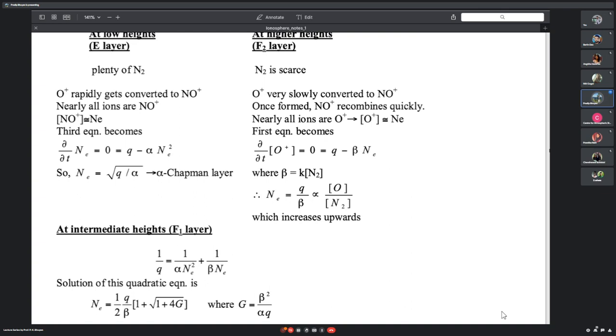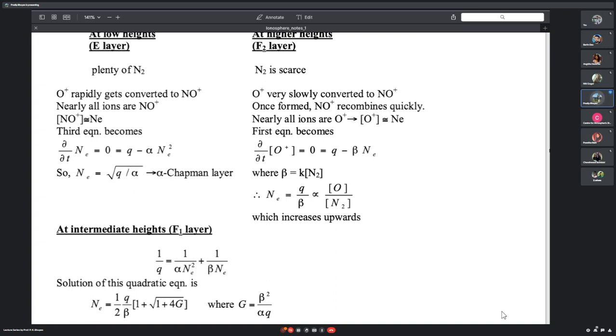This is a very important parameter, actually, this O by N2. We have tried to explain many things using O by N2 measurements. In many of our papers, we have shown how O by N2 controls the temporal variations in the ionosphere. So this is a very important ratio, O by N2, neutral. They are neutral, but their ratio controls the amount of electrons or ions in the F region, okay?